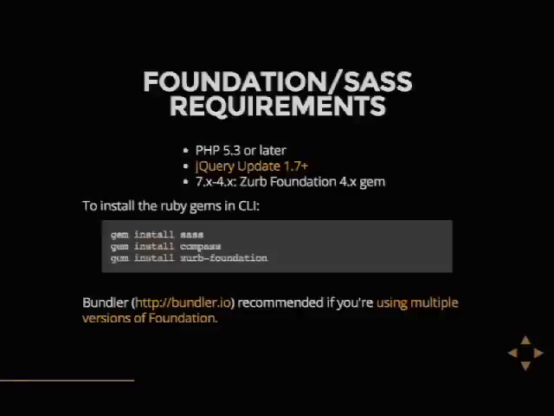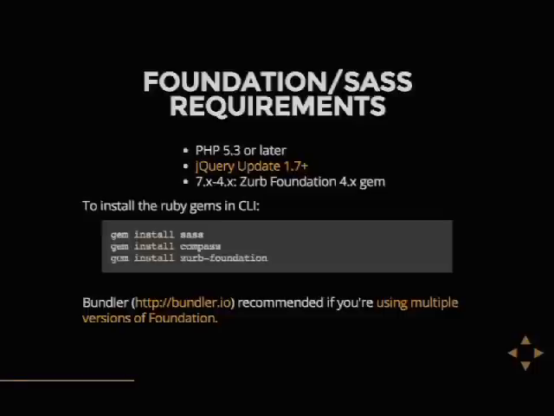And this is what you need to get started with it. PHP 5.3, and jQuery Update, which is a module, and you have to enable this jQuery Update module and set it to at least 1.7 or above. And also, it runs off of, like I said, all these different Ruby gems. But you only have to do this one time.